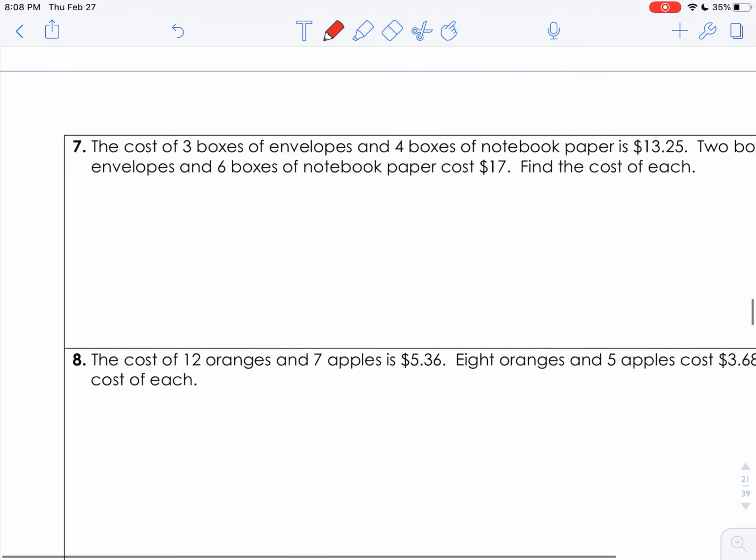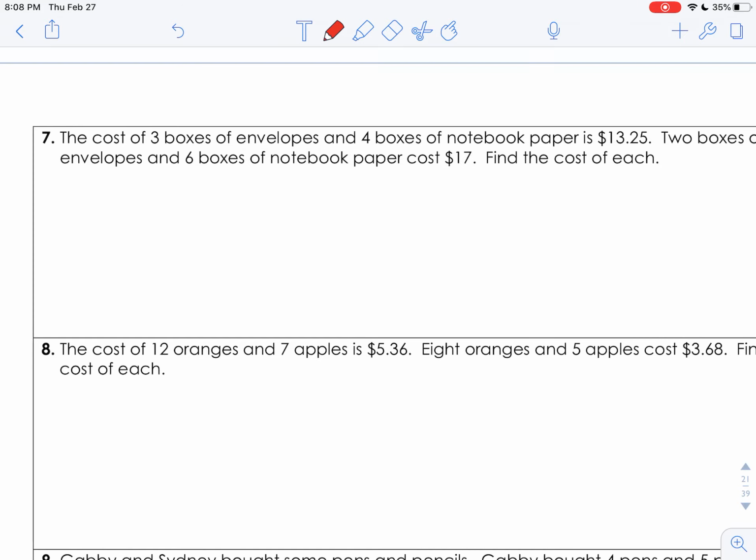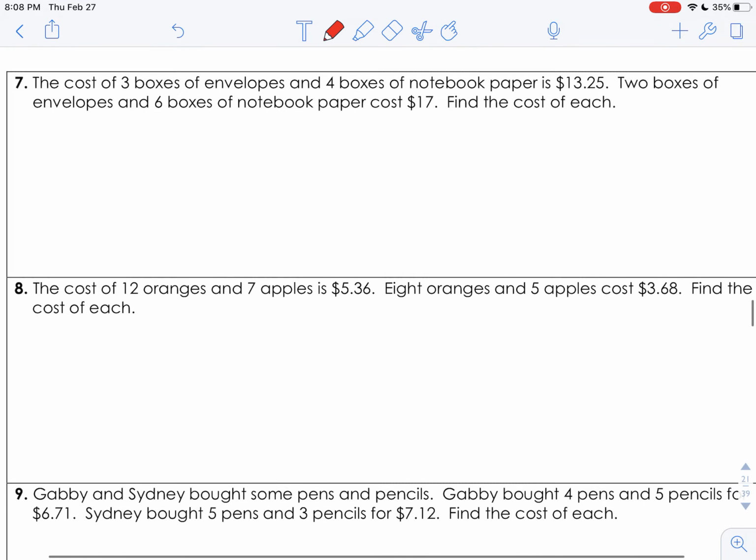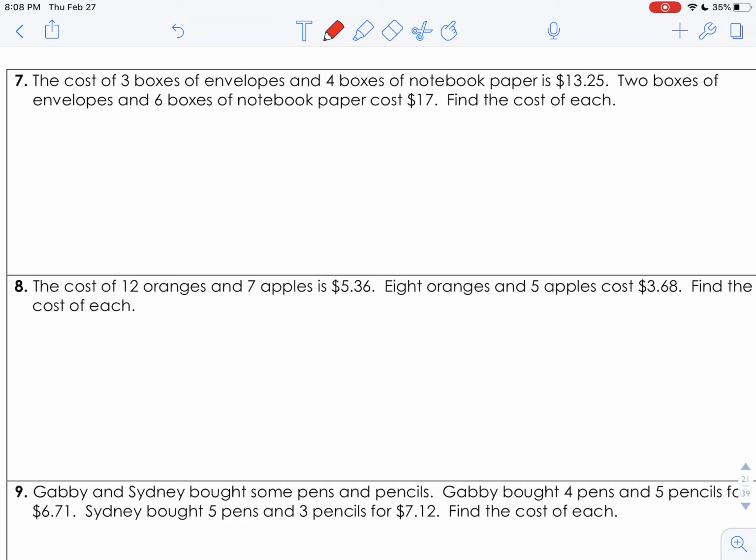Okay, number 7. It says the cost of 3 boxes of envelopes and 4 boxes of notebook paper is $13.25. 2 boxes of envelopes and 6 boxes of notebook paper cost $17. Find the cost of each. So we have to define our variables. So we're going to say let x equal envelopes, because it's the cost of envelopes, and let y equal notebook paper. So I'm just going to put paper.